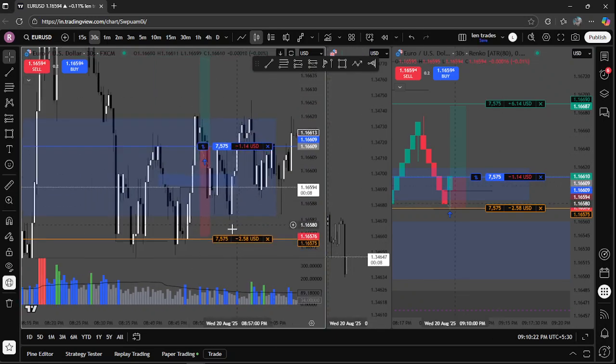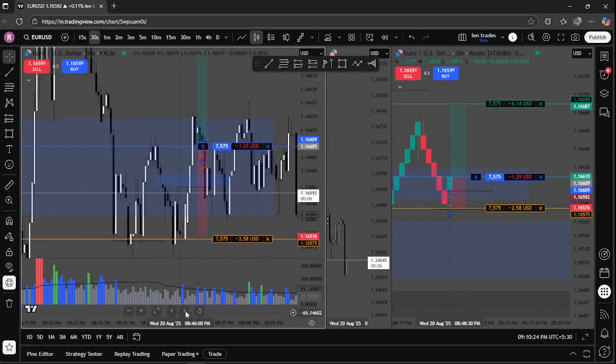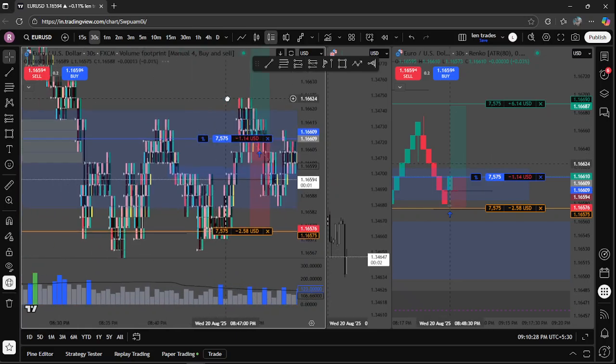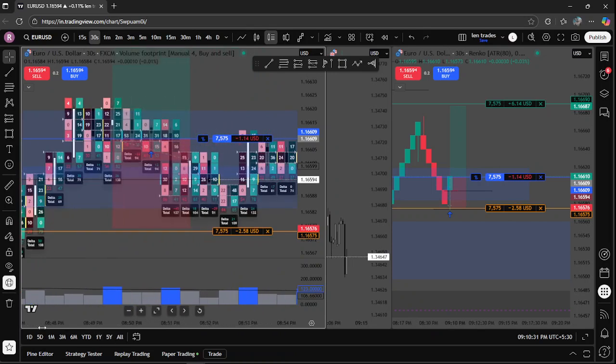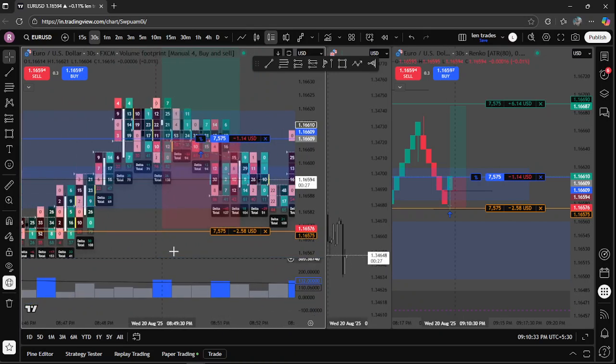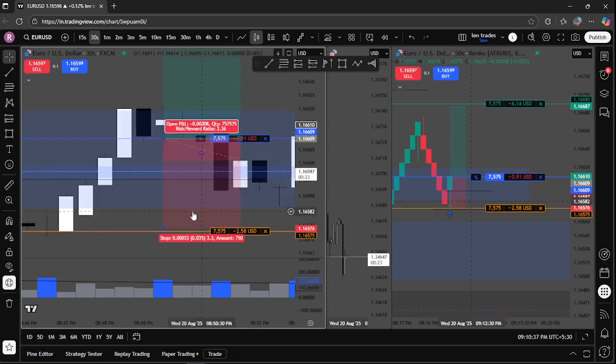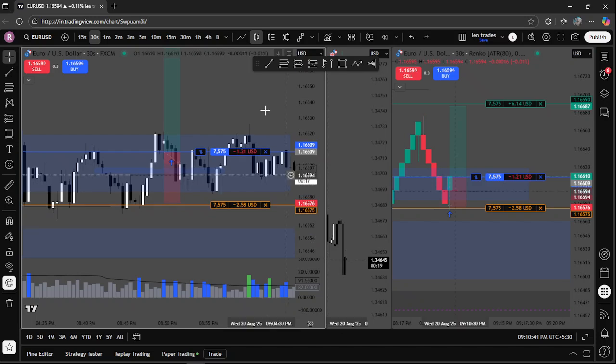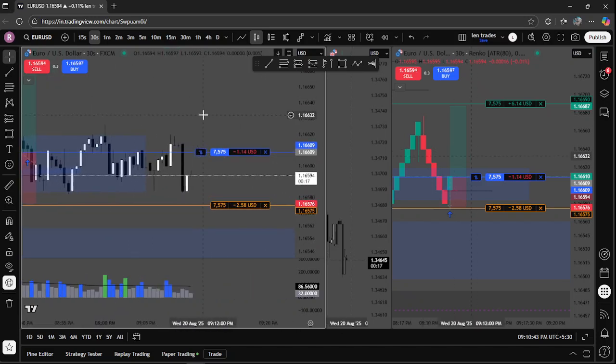Hmm. I got it. Now, if I look at the footprint and the delta at this level, we got 75 as the normal. There is no volume. Without volume, delta, green, whatever that is, there's no problem with it. So we're going to chop because we're getting ready for the FOMC, I guess.